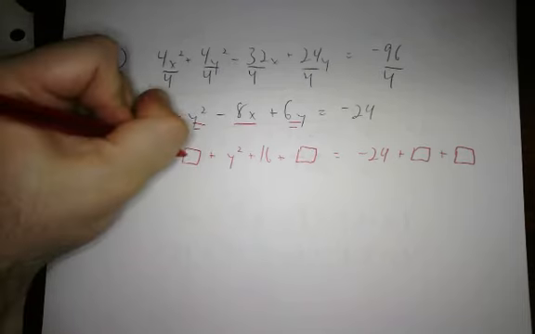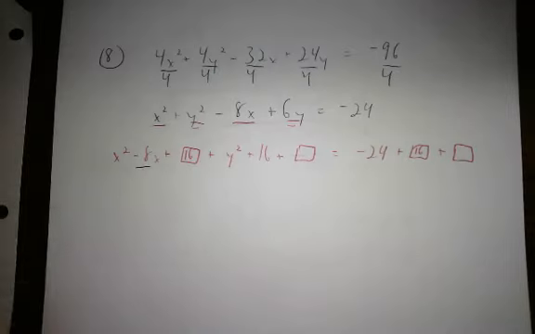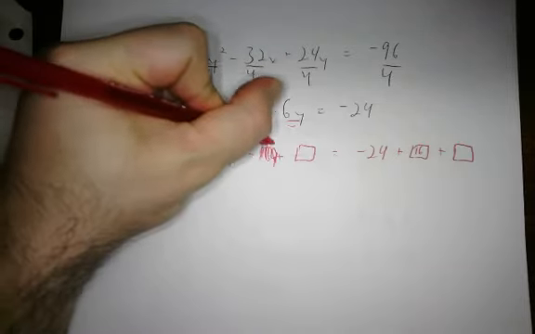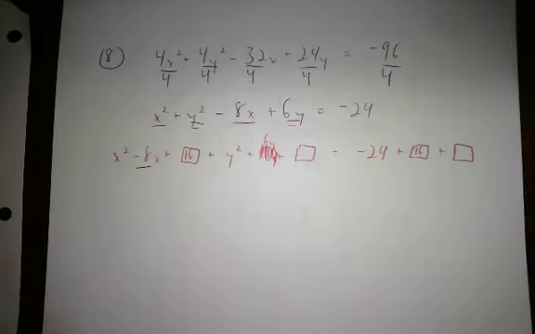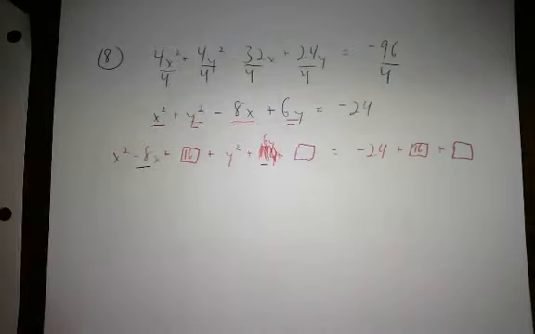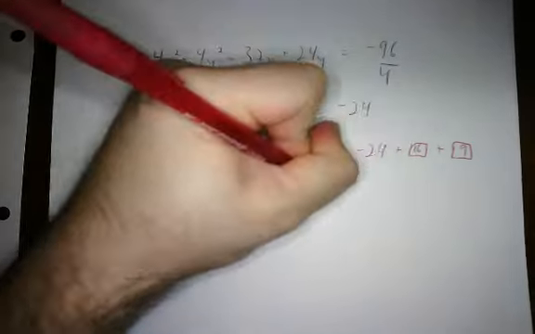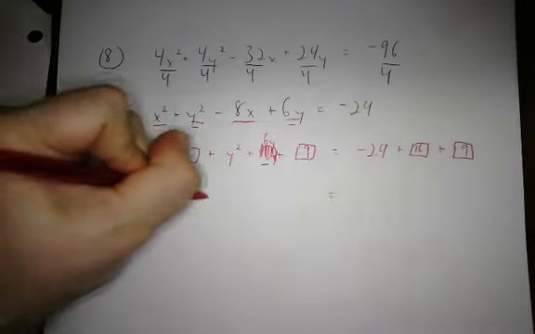So negative 8 cut in half is negative 4. Negative 4 times itself is 16. We're going to do the same thing. Oh, I forgot to write my y here. I copied that wrong completely. Sorry, that was a 6y. Okay, so the 6, we're going to complete the square on that 6. 6 cut in half is 3. 3 times itself is 9.